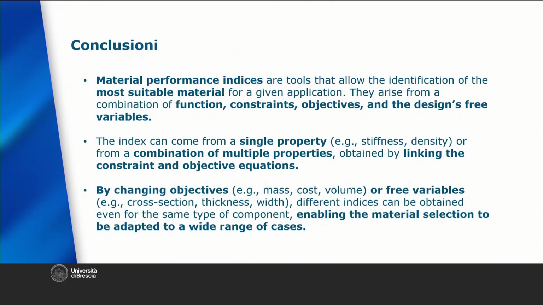By changing the objectives, such as mass, cost, or size, or the free variables like section, thickness, or width, you get different indices even for the same type of product, allowing you to adapt material selection to a wide variety of cases. The indices can be used to create numerical rankings or applied in bubble diagrams to identify the best materials for a given project by comparing their performance and narrowing down the selection to those materials that best meet a specific requirement. And software like Granta proves especially useful for this purpose.